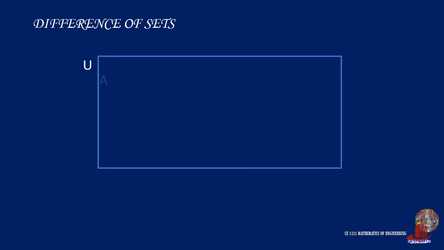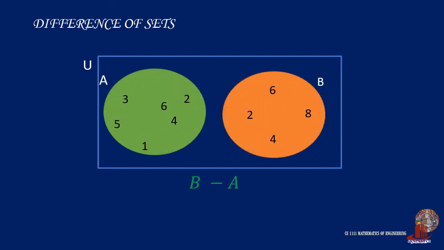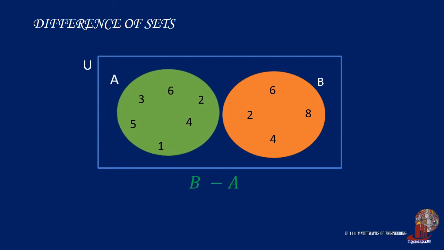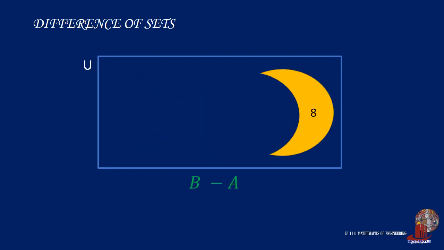Now what happens if with the same examples we are going to work on B minus A? Again, since both sets A and B have the elements 2, 4, and 6, we would have B minus A is equal to 8, since the element 8 belongs to B and not to A. Therefore, the set B minus A is equal to 8. We note that A minus B is not equal to B minus A.